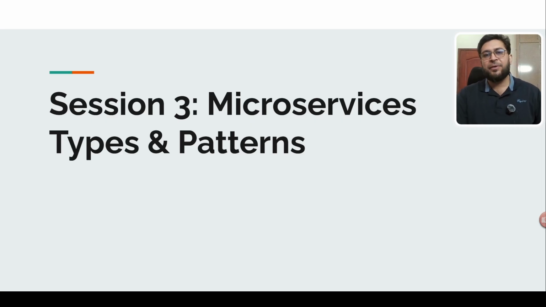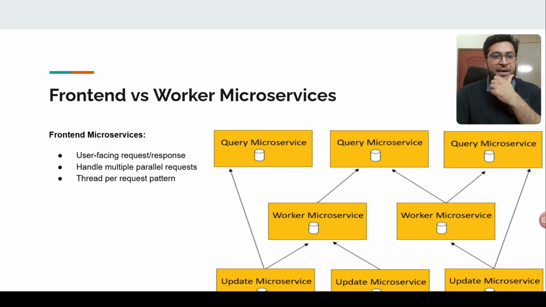So in this section we will cover microservices types and some different patterns. You can see here we have some front-end microservices and worker microservices. There is a difference between these two. The front-end microservice faces the client, like the user. It's the user-facing microservice that performs the client request and response, and it can also handle multiple parallel requests from different users as well. It follows the thread-per-request pattern.